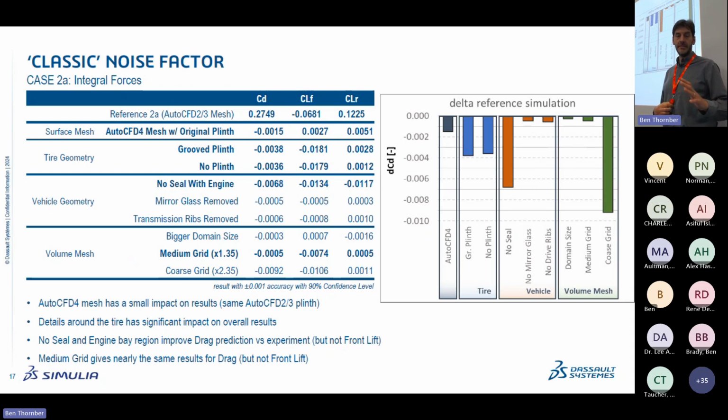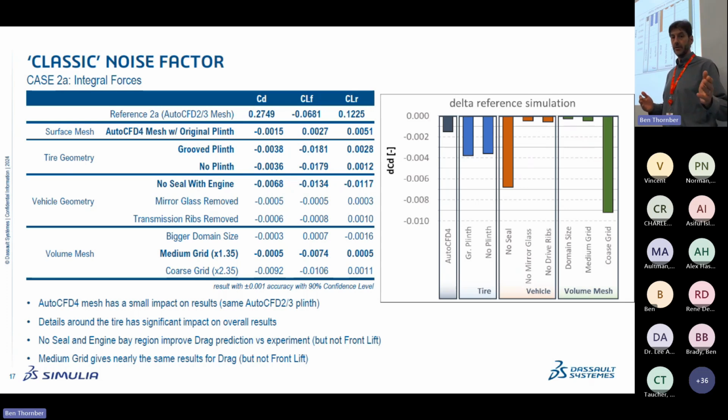And we investigated several different things. The surface mesh using the new AutoCFD4 mesh. As I was saying yesterday, we use this case using the original plaint, so without the groove open. We want to decouple, let's say, the surface mesh on the vehicle with respect to the opening of the groove. And you can see from the line below, the groove plaint on the tires actually has a much bigger impact on the results in terms of drag changes, and especially in terms of front lift changes.